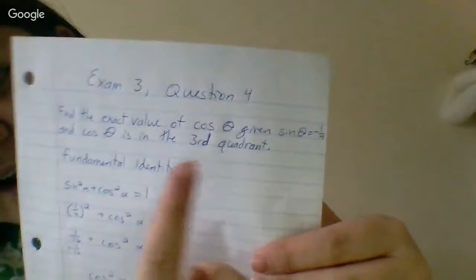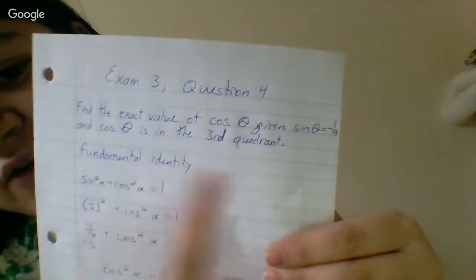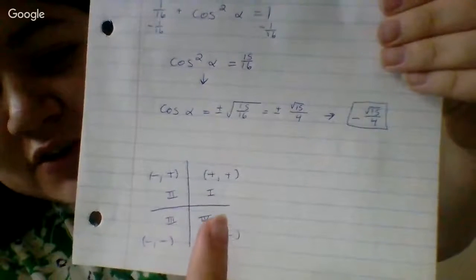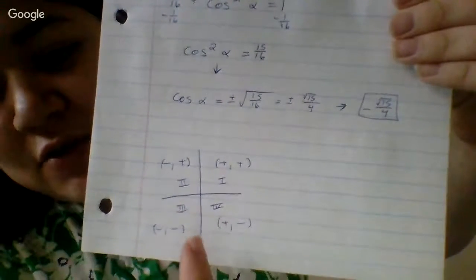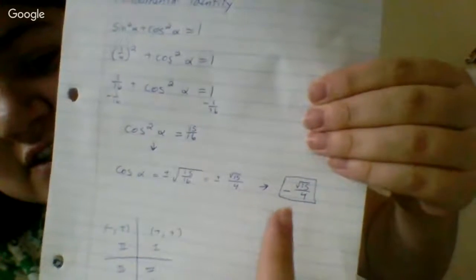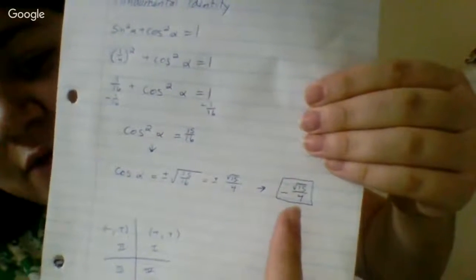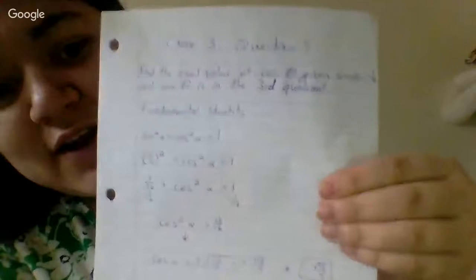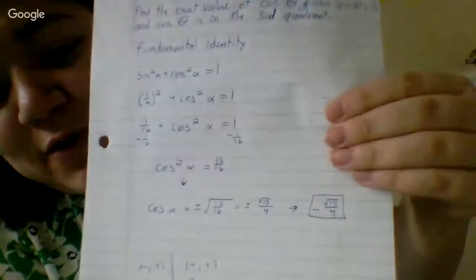Well, since we're told in the beginning of the problem that cosine is in the third quadrant, I drew a little chart here with all the different quadrants. So if we look at the third quadrant, cosine is going to be negative. So that means we're going to go with the negative value of the 2, which gives us negative square root of 15 over 4. And that is the exact value for cosine given sine theta equals -1/4.